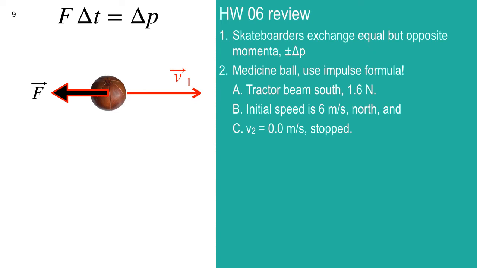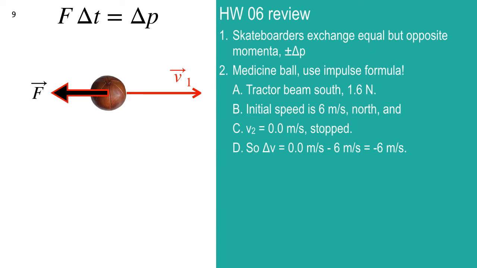Now V2 is zero. So delta V is 0.0 meters per second. It's always later minus earlier: V2 minus V1, or VF minus VI, however you phrase it. So it's 0.0 meters per second minus 6 meters per second, and so the delta V is negative 6 meters per second. And that's going to go into delta P.